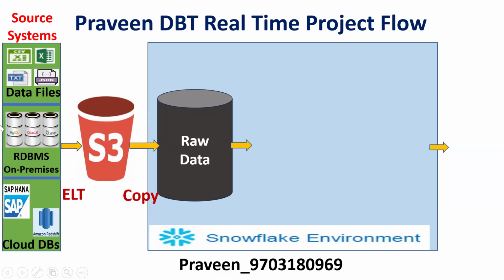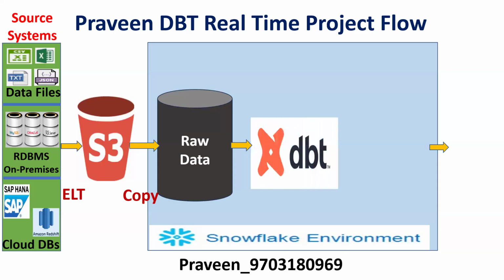Now, the raw data in S3, the same raw data, will be loaded into a Snowflake transient table. Now the raw data is there. Who will come into the picture? Which guy will come in here? DBT. So DBT, what?